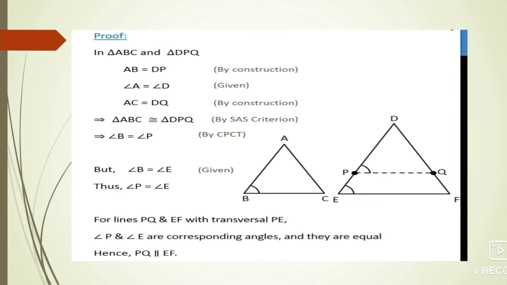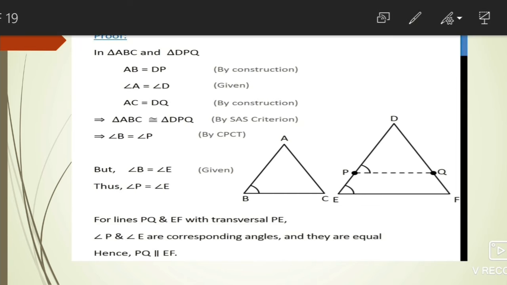Now let's check the proof. If you take this triangle ABC and triangle DPQ, that is the smaller one in the second figure, from the construction you can say that this AB is equal to this DP, this AC is equal to this DQ, and angle A is equal to angle D. Why? Because A equal to D is a given condition, the corresponding angles are equal, right? So that's why these two triangles will be congruent.